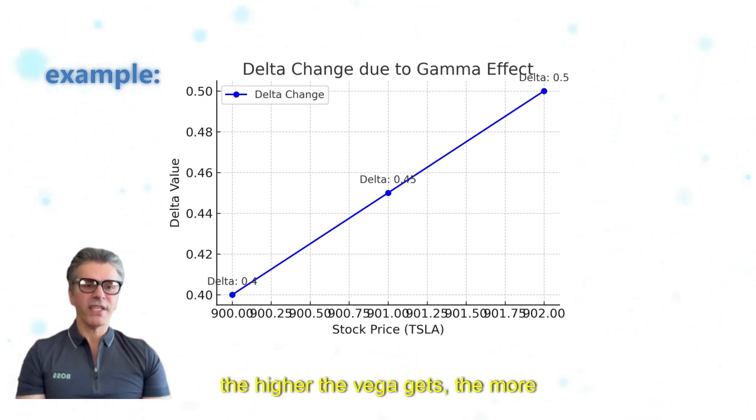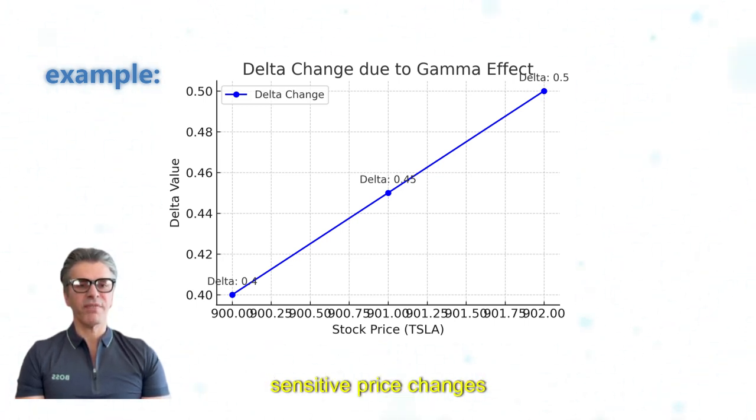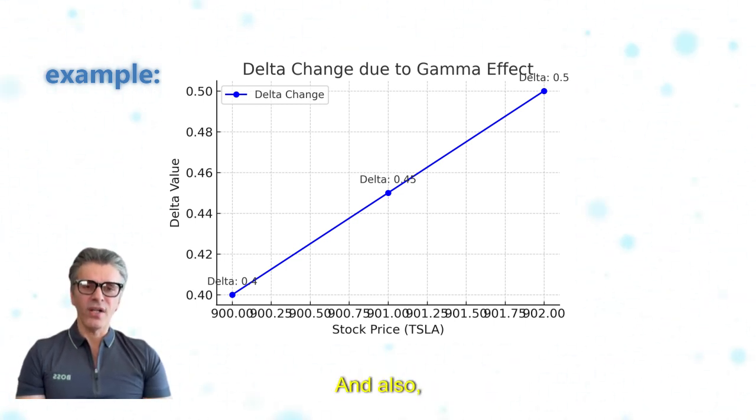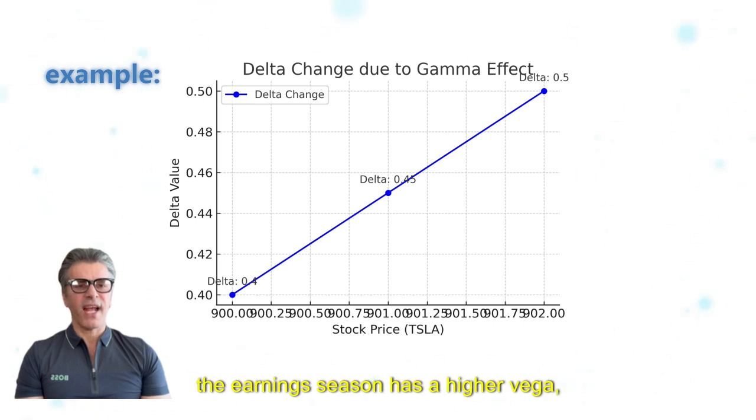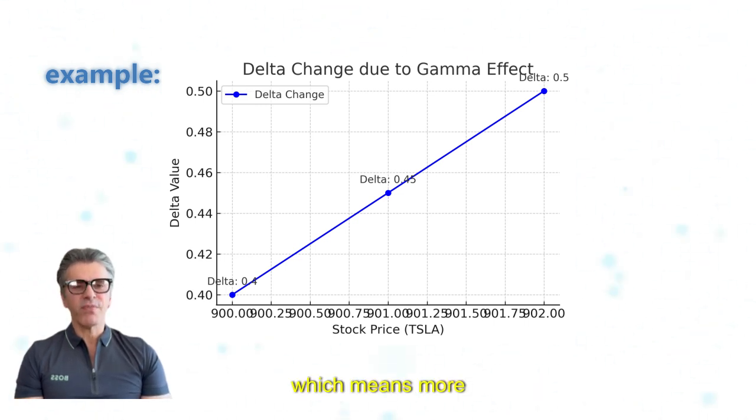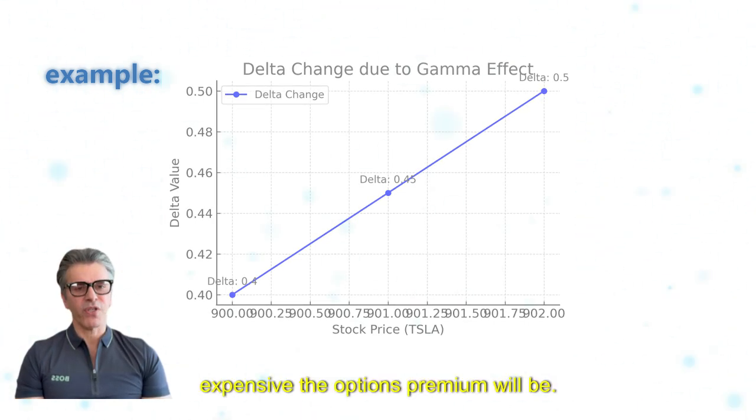And remember, the higher the Vega gets, the more sensitive the option's price is to volatility changes. And also, earnings season has a higher Vega, which means the option premium will be more expensive.